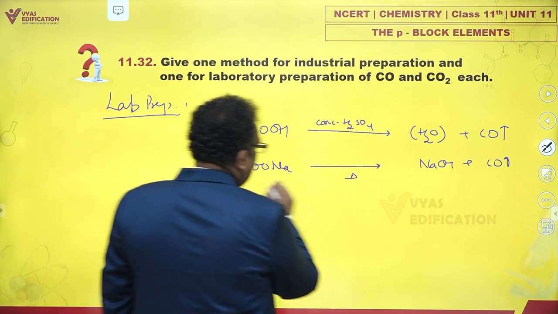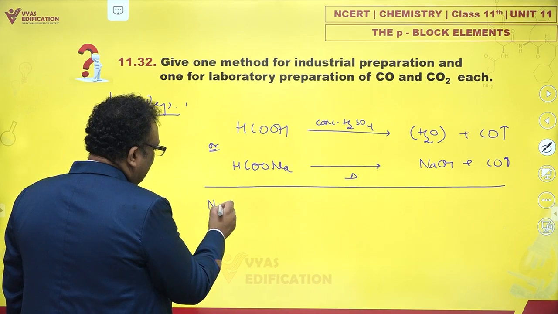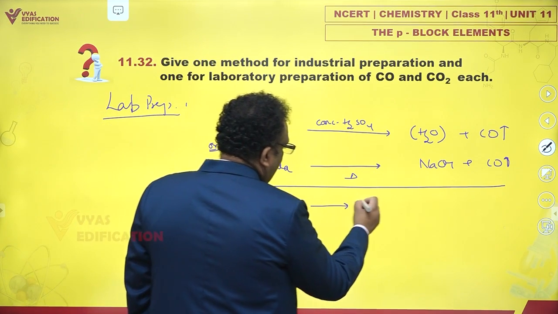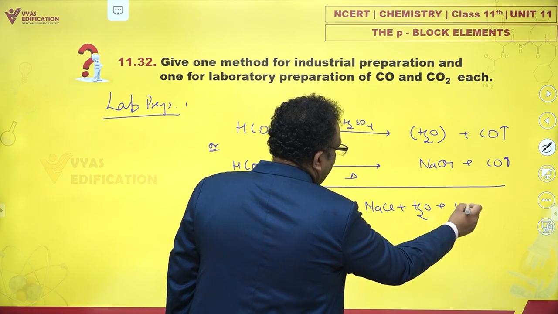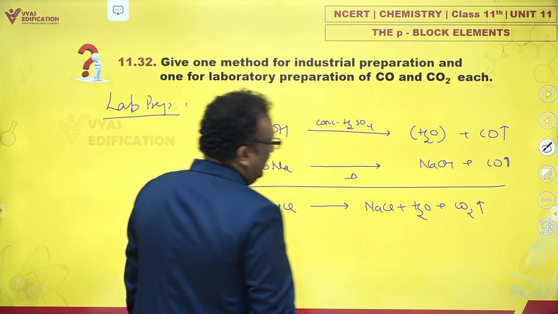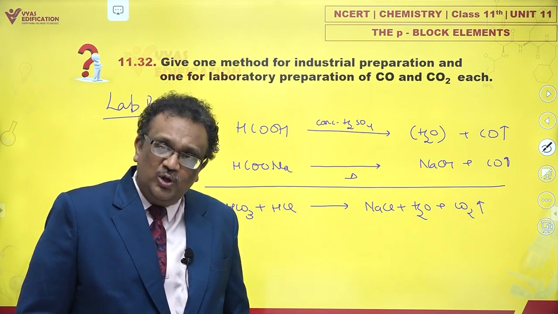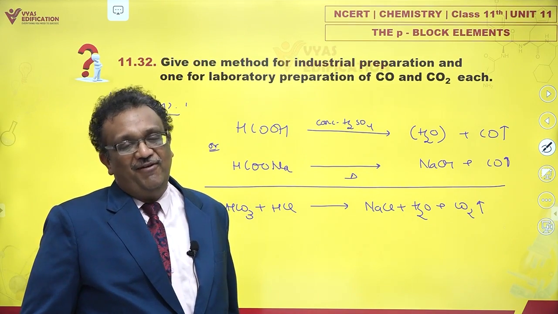What about carbon dioxide? Carbon dioxide can be very easily liberated. The easiest method is you take sodium bicarbonate and you add dilute HCl. You get NaCl plus H2O and great many bubbles of CO2. That is the best and the easiest lab preparation for carbon dioxide. You can also obtain carbon dioxide by heating carbonates, but this is way easier and far better.